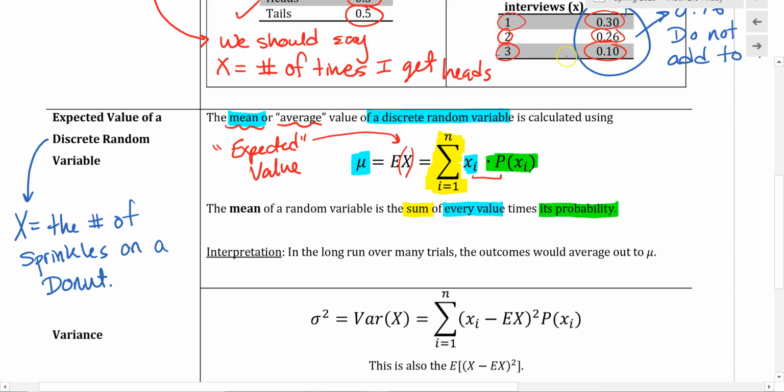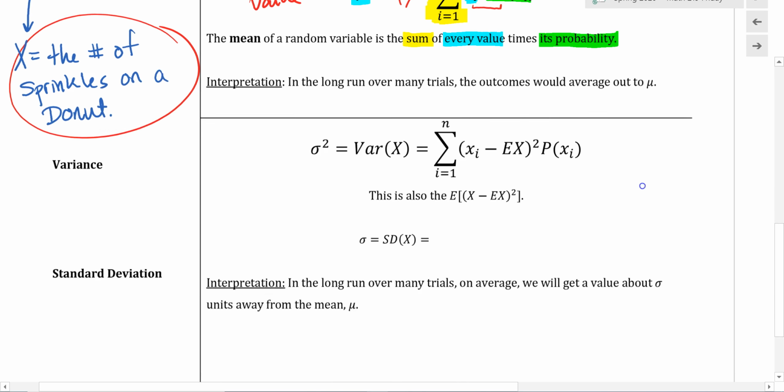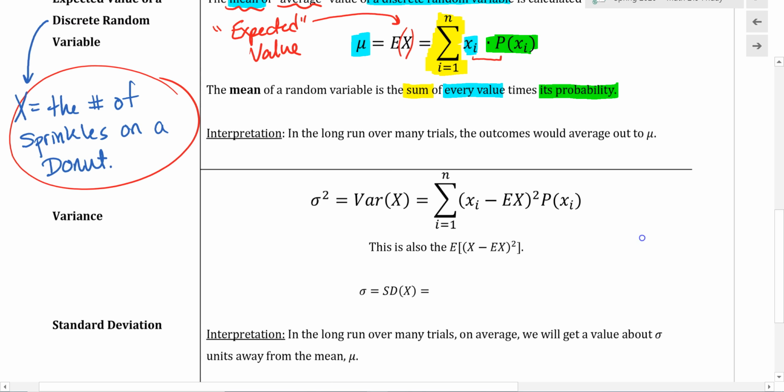Again, not for one of these because this is not a legitimate random distribution, but that's how you would calculate them. And what it means is in the long run, over many, many trials, many donuts, that's the average number of sprinkles you would expect to find. That's the expected value of sprinkles you would expect to find on your donuts. Again, this looks hideous. Once we actually do an example, it's not going to be that bad. And it doesn't get any better yet.